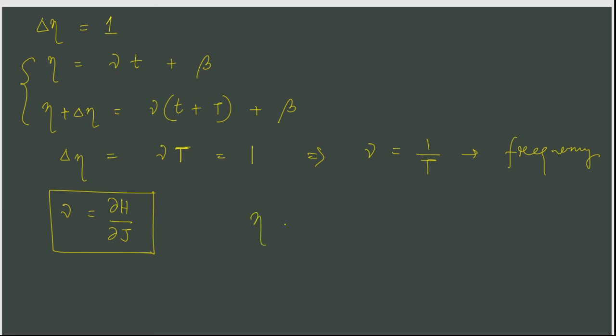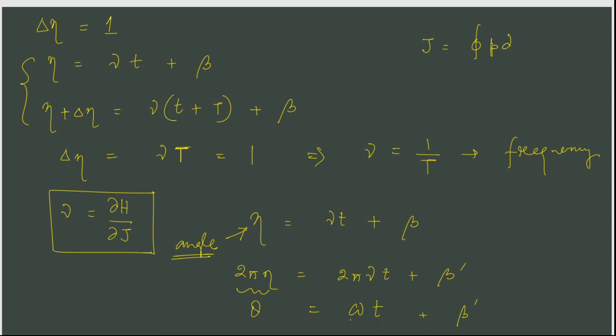Then eta is like an angle in the sense that you will appreciate it better if we calculate 2 pi eta, which is 2 pi nu t plus a constant. This is like an angle theta, this is like angular frequency times time, and some initial angle, let's keep calling it beta prime. So we see, although there is a factor of 2 pi missing, we still call it the angle variable. And the J, remember this is our abbreviated action. Abbreviated action was given by this form. So, motivated by this, J is called the action variable.